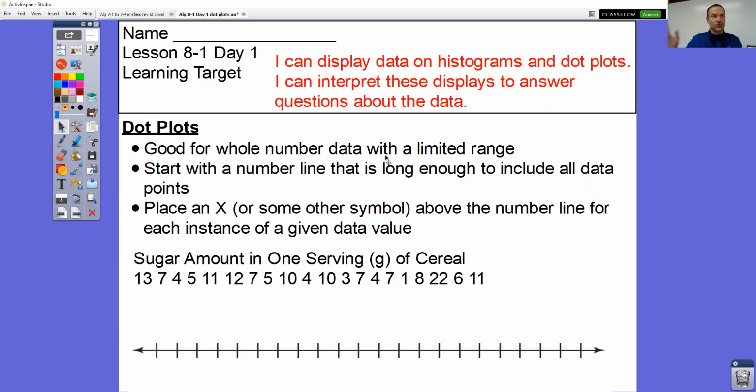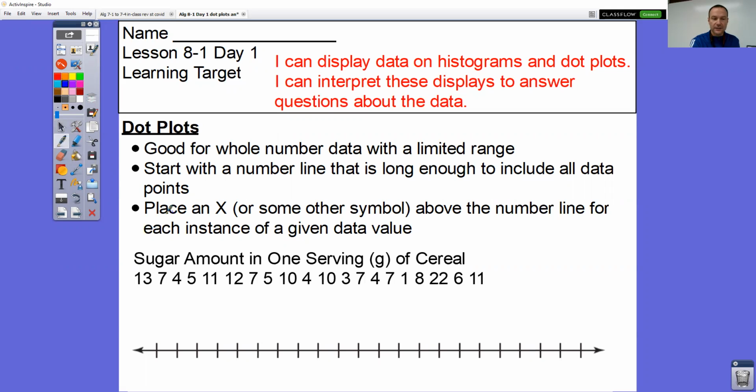All right. It's not a huge range where you have like 1 to 1,000. It's a very limited range. Just a way to organize your data so that you can see it a little bit better. When you go to do a dot plot, you're going to start with a number line that's long enough to include all the data points.